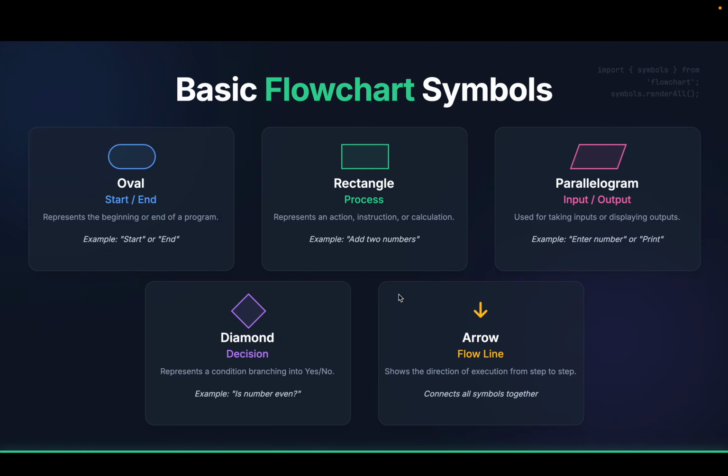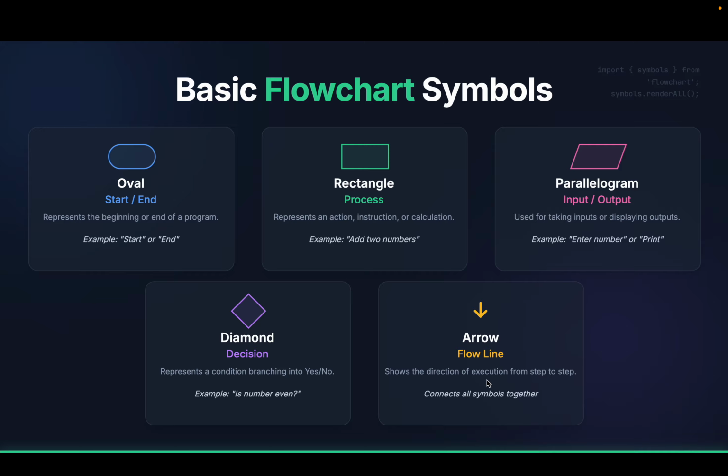Here are some basic symbols in a flowchart. First is the oval. It represents the beginning or ending of the program. Second is the rectangle. It represents an action or instruction. Third is the parallelogram. It is used for taking inputs or displaying outputs. Fourth is the diamond. It represents a condition or decision.